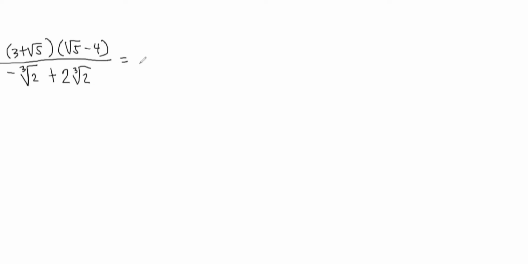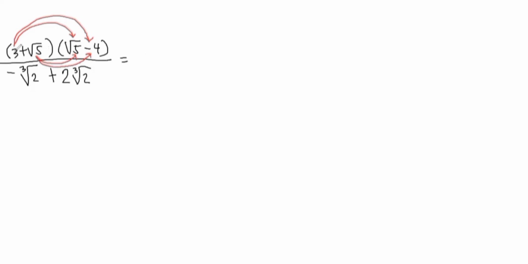Okay. So now we can answer this by first multiplying the numerator. Simplify first the numerator by distributive property. What we mean by distributive property is we first multiply 3 to root of 5, and then multiply 3 to negative 4, and then we multiply root of 5 to root of 5, and then root of 5 to negative 4.